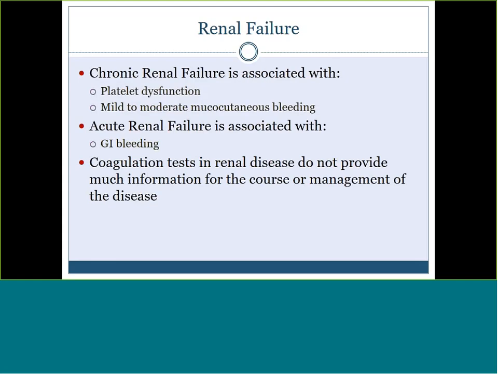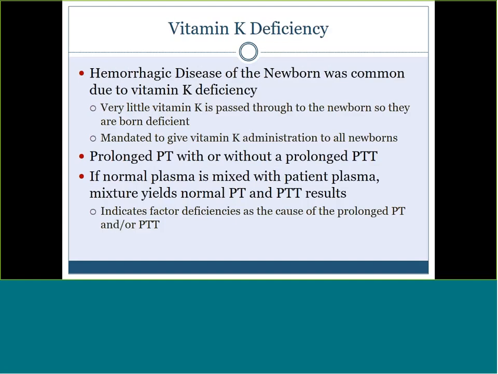So yes, your kidneys do have a role to play. Chronic renal failure, definitely you'll see platelet dysfunction, mucocutaneous bleeding. Acute renal failure, you'll see GI bleeding. Coag tests don't really point to renal failure. Of course, we have lots of other great chemistry tests for that, but just know that you can see bleeding going along with kidney failure. It's something we commonly do see, so you will see that associated.